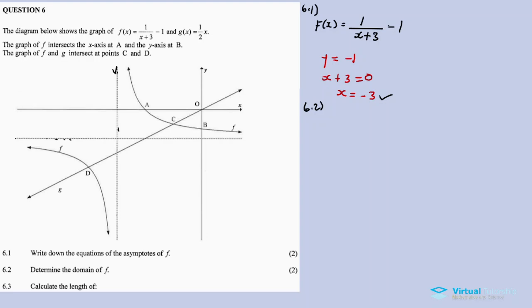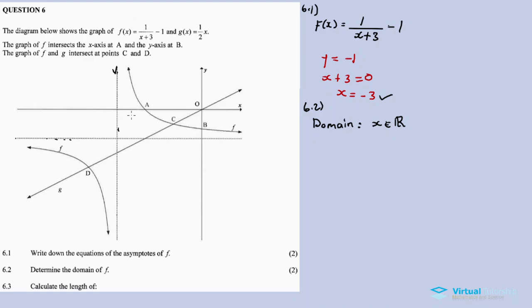Determine the domain of f. So graph f is the hyperbolic graph, right? So now we need the domain for a hyperbolic function. You just say x is an element of the real numbers. We know that the domain is the set of all valid x values in the given function. So what is the domain for graph f?